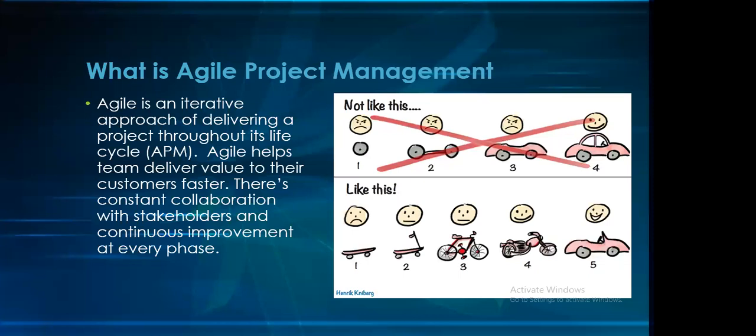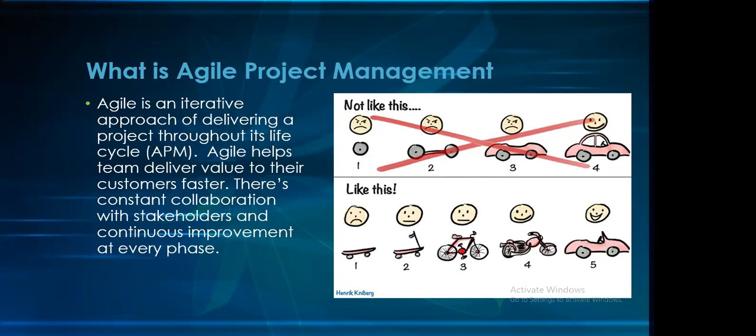So that one, you just do it on a straight line basis. You finish your planning. After your planning, you start executing. When you're done with all those, you do your testing, and that's it. But you see, for agile, we do it bit by bit, and that makes you deliver faster. I'll explain with the picture beside it. So there's constant collaboration with stakeholders, and there's continuous improvement in every phase.